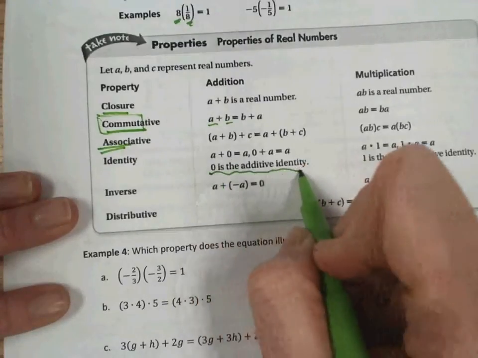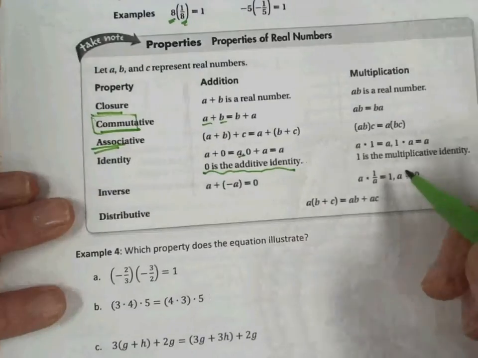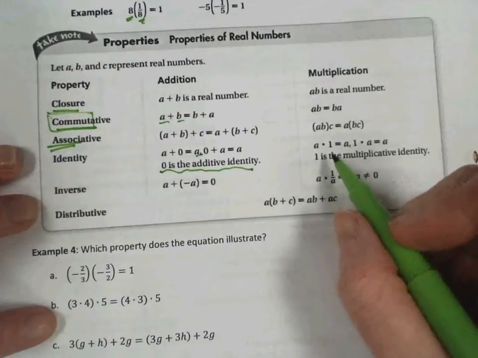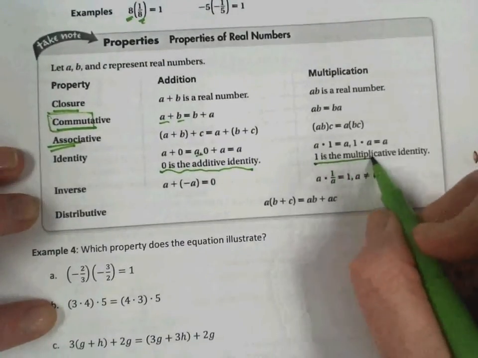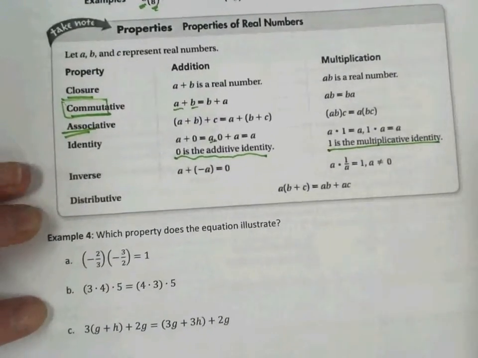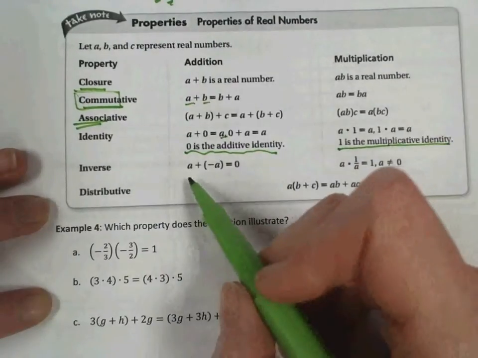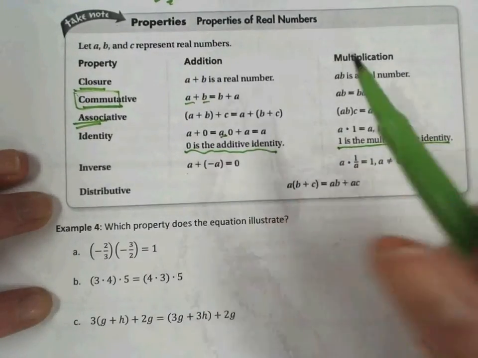Next is the identity property. So for addition, our additive identity is 0. So if we add 0, we still get the same result. For multiplication, 1 is the multiplicative identity. So anything times 1 has that same result.